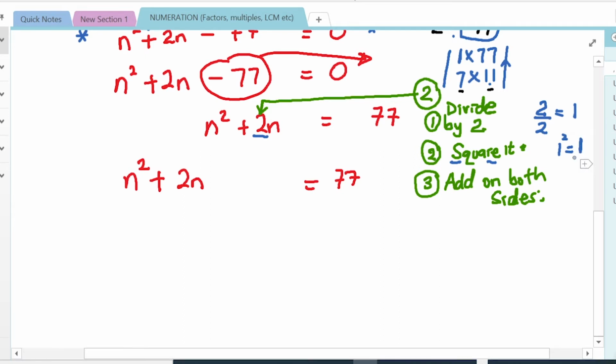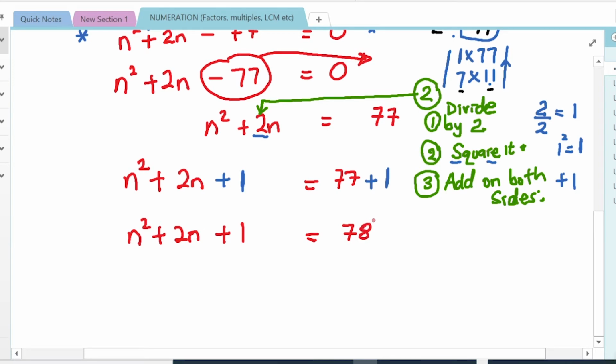After getting 1 squared is equal to 1, then we add that 1 on both sides. So here it's going to become n squared plus n. We add the 1 on both sides, plus 1, even here plus 1. Alright, so what does that show us? Now we have ended up with a new equation: n squared plus 2n plus 1 is equal to 77 plus 1, which is 78.